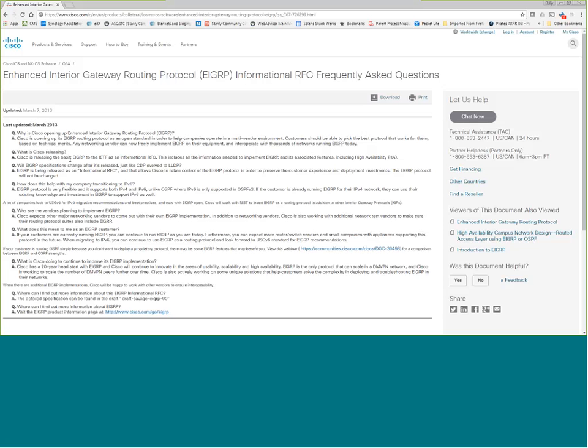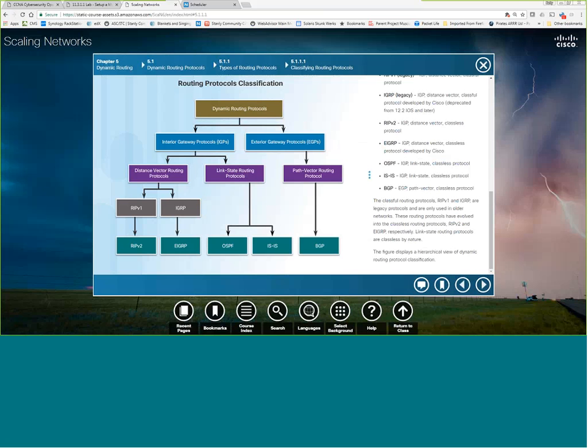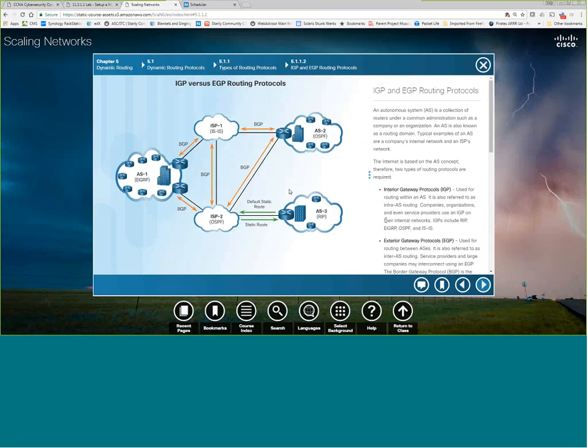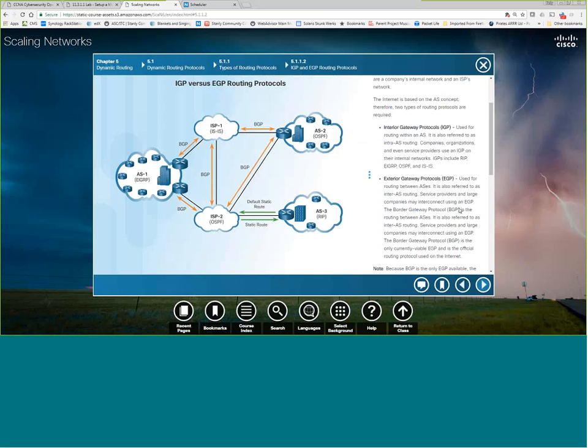Here you see in 2013 they released EIGRP to the IETF as an informational RFC. So technically it's supposed to become an RFC and an open standard, but I don't think anybody is going to adopt it because, quite honestly, we've got OSPF. So why adopt a distance vector routing protocol when you can use link state? We'll talk about those in a minute.